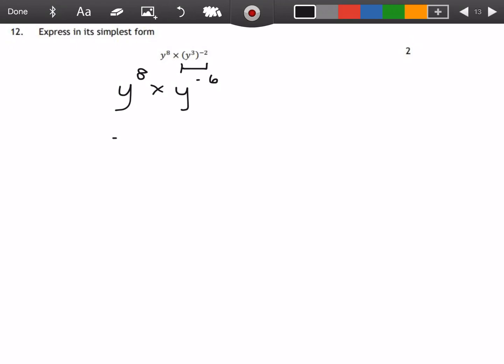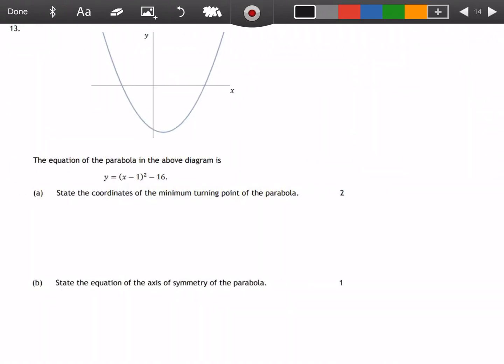And now the other rule of indices, when you do this multiplication like this, you don't multiply the indices, you add them. 8 take away 6, or 8 add -6 is y to the power 2. That's it finished. Well, that's that question finished. I think this might be the last one.